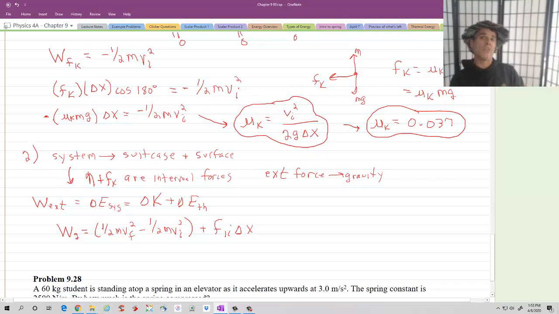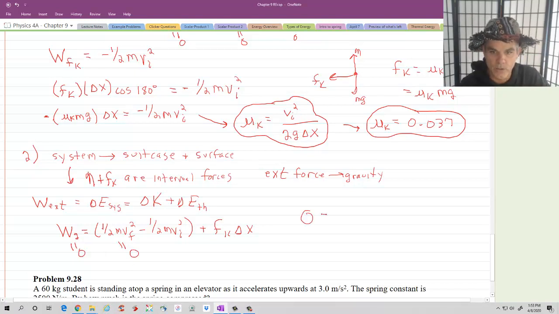Now, just like previously, the work done by gravity is 0 because gravity's pulling straight down, the box is being displaced to the right. So this work done by gravity is 0. And again, this thing ends at rest, so its final speed is 0. What I get is 0 equals negative 1/2 mv initial squared plus the force of kinetic friction times delta x.